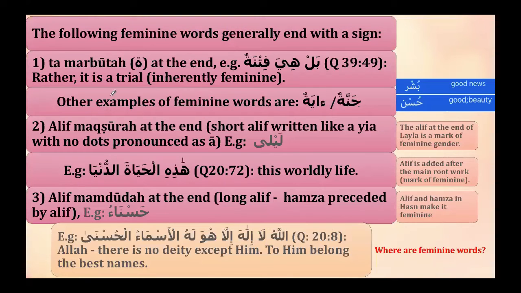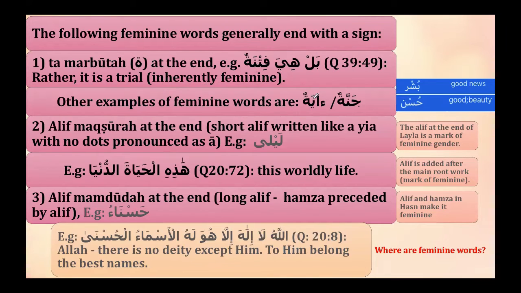All right, now some of this we've talked about. So it's saying here that you can add ta marbuta at the end. We already talked about it. For example, fitnatun. This is actually always a feminine word. You're not going to remove the ta. This is inherently feminine, which means this word by itself is feminine. You're not going to need to remove the ta marbuta to make it masculine. Fitnatun, that's a feminine word.